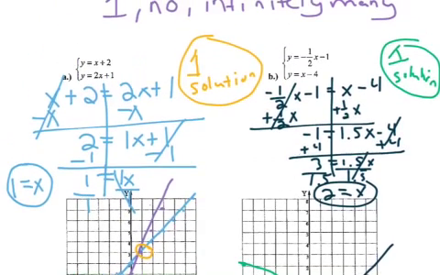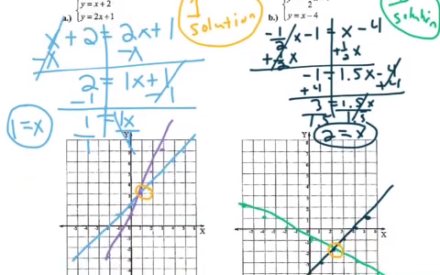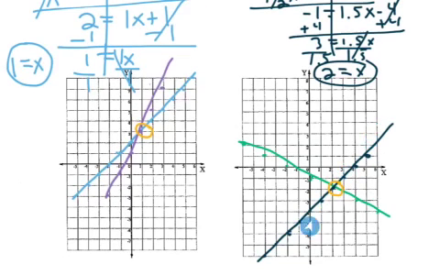Okay, if you did this one correctly, your final answer should have been one solution, because when it was all said and done and I solved, I actually got a value for x. 2 is equal to x. When I graphed them, you can see I had an intersection point, and that's what makes it one solution, which is at the ordered pair (2, -2).